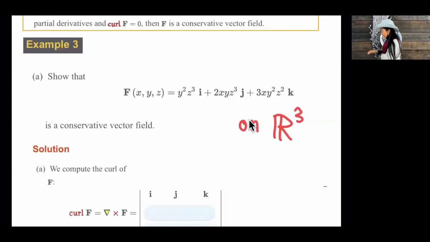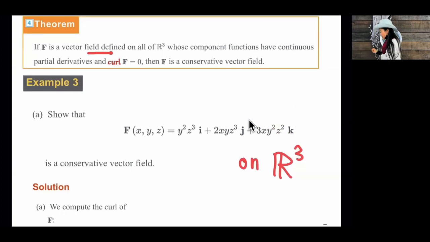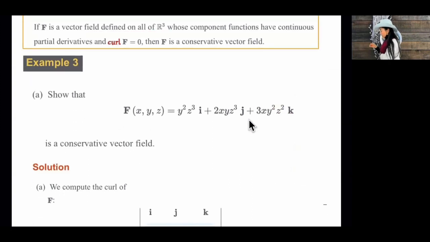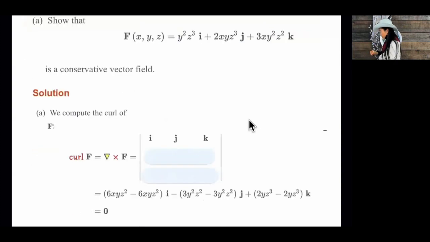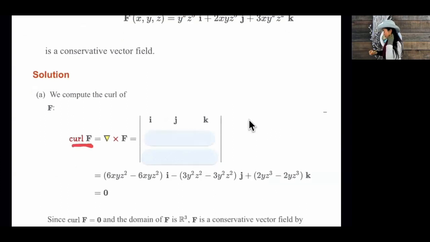Now by the theorem above, if it's defined on all R3, and each component function has continuous partial derivatives, and it looks like it should, because each one is a polynomial function, which certainly has continuous partial derivatives, right? So the next thing we want to do is show that the curl equals zero. So we're going to compute the curl. To compute the curl, remember we take the determinant of this 3x3 matrix, right?